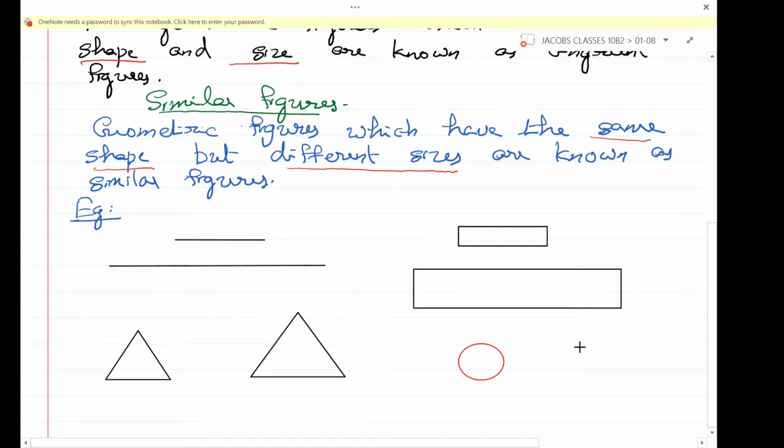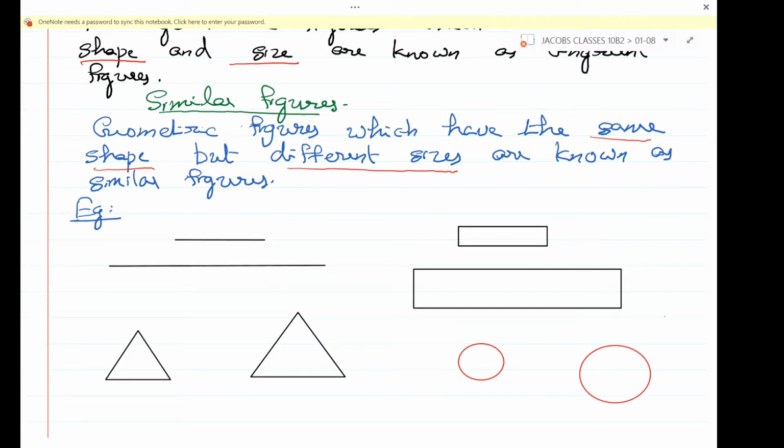Shapes are the same, but size are different. Now in these two, circles, shapes are the same, but size are different. Okay, so these types of figures are called the similar figures. So both the basic points are clear. Congruent figures and similar figures, right, children? Is there any doubt?